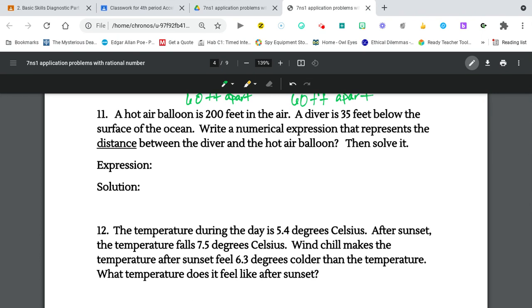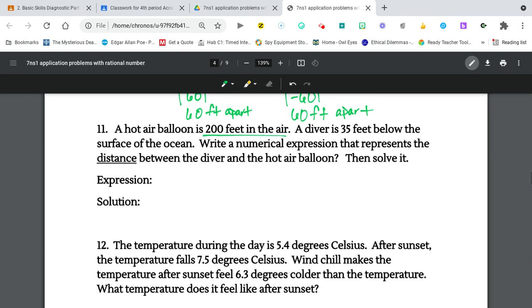All right, it says a hot air balloon is 200 feet in the air. It's 200 feet in the air. I'm pretty sure that's going to be a positive 200. A diver is 35 feet below the surface of the ocean. I know that's going to be negative 35 feet. They're below the surface of the ocean, guys.